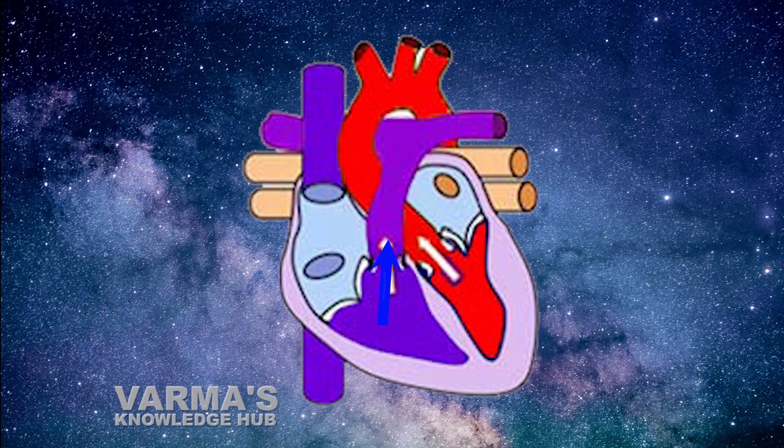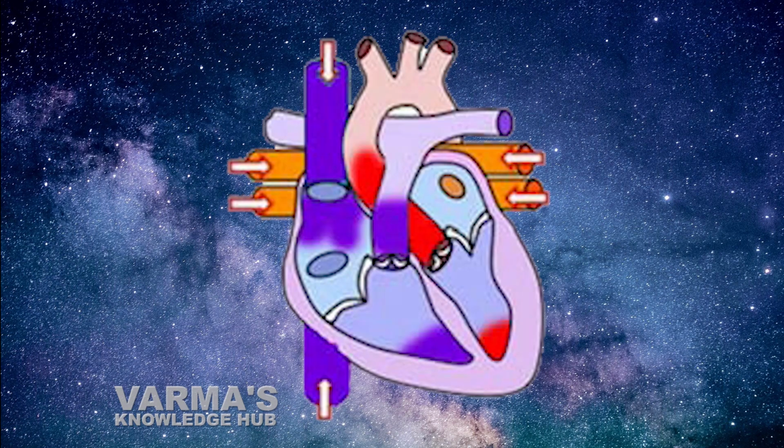When the right ventricle contracts, the impure blood directly enters the pulmonary artery. It goes directly to the lungs for purification. When the left ventricle contracts, the pure blood directly enters the aorta, which finally supplies it to all parts of the body. And the third step involved in the cardiac cycle is relaxation of the auricles and ventricles.